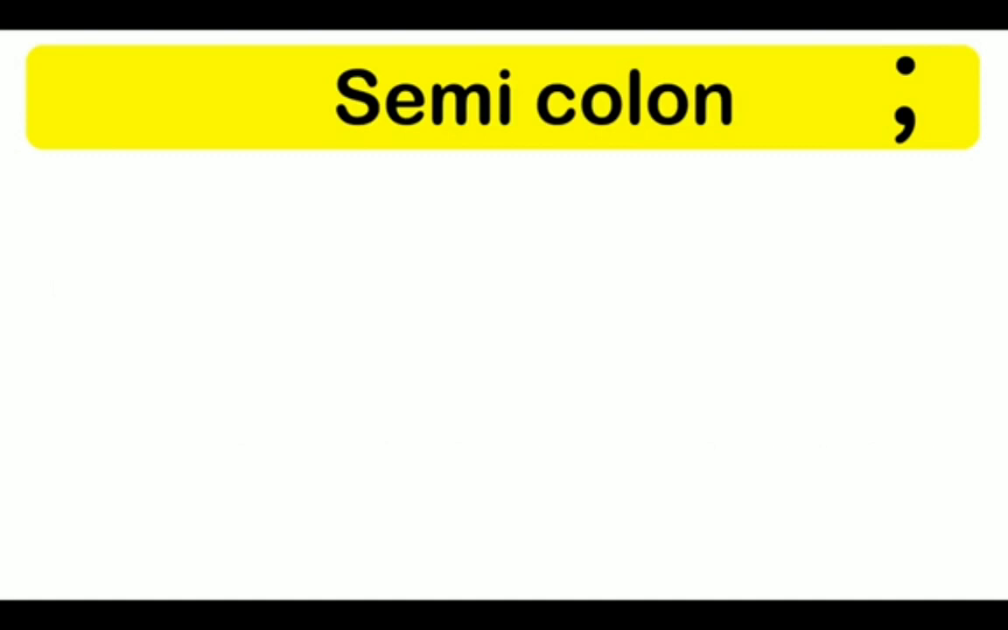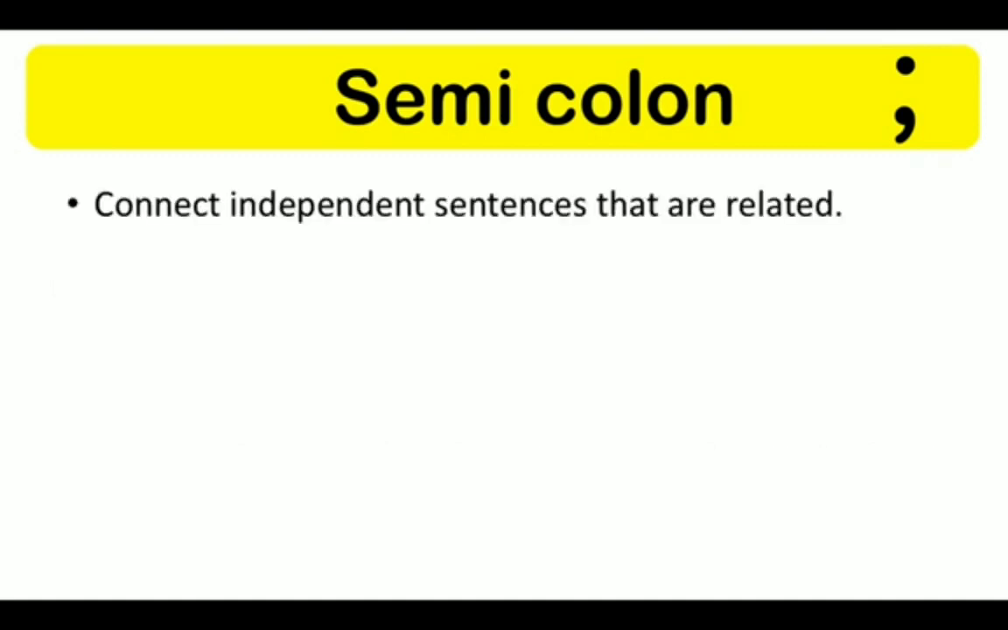To summarize, a semicolon is used to connect independent sentences that are related, and a semicolon is used to introduce a list in a sentence.